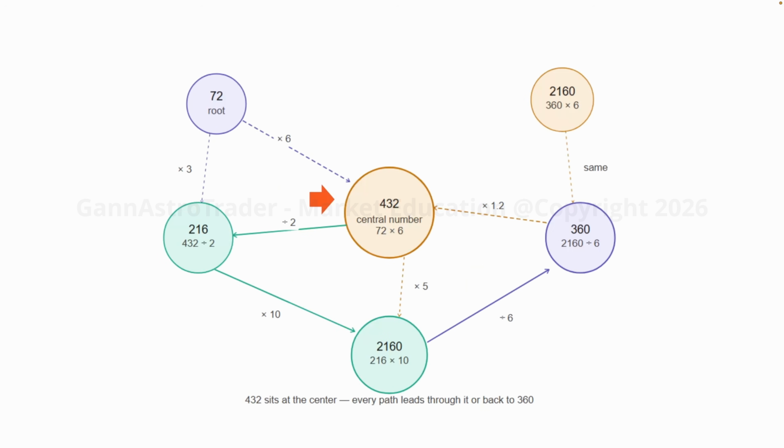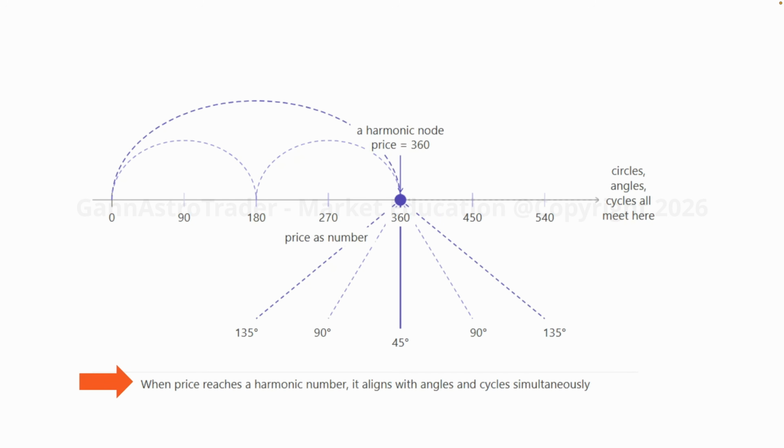Gann applied these numerical relationships directly to market charts. He believed that price and time follow the same proportional laws as geometry and number. This allowed him to translate numerical structure into market movement. In this approach, price is not just value. It is a number within a structured system. Once price is treated numerically, it can be aligned with angles, cycles, and harmonic relationships.